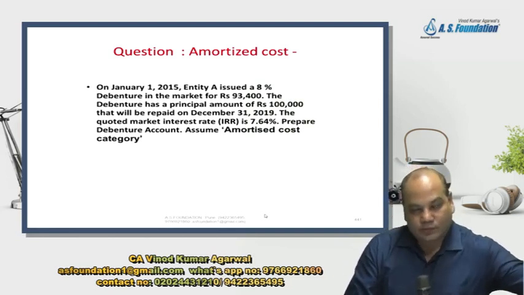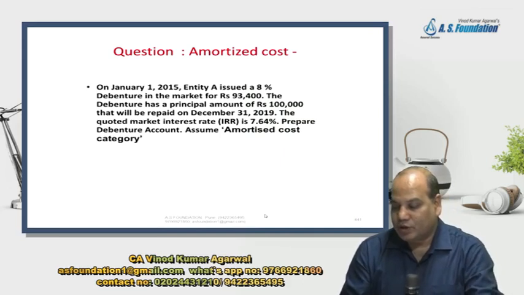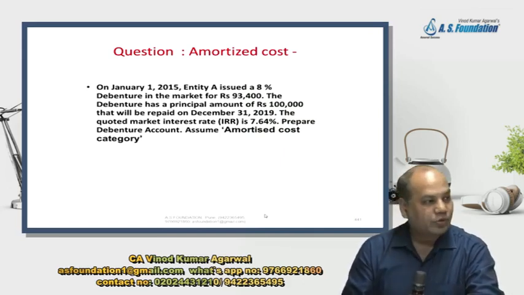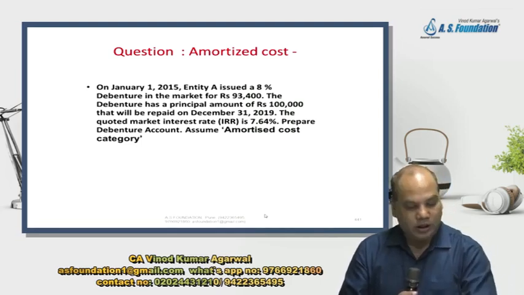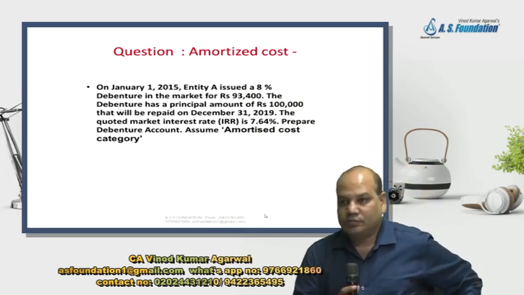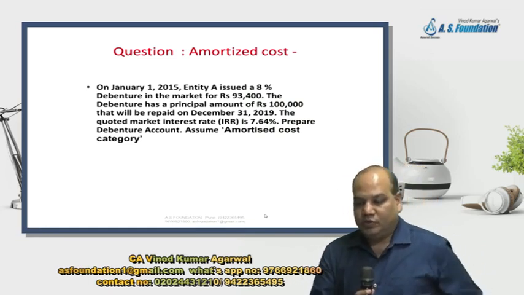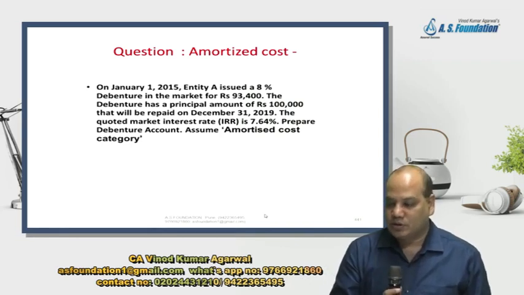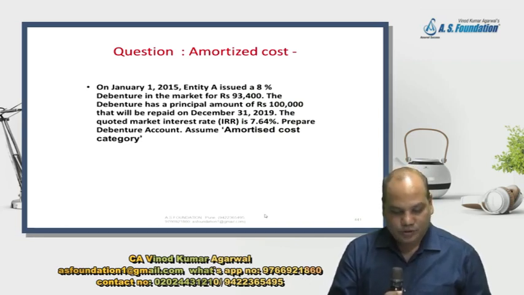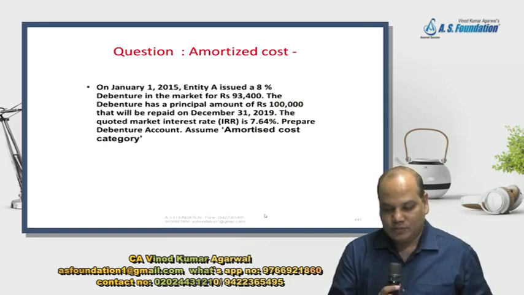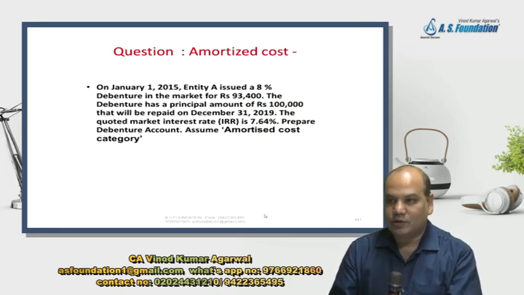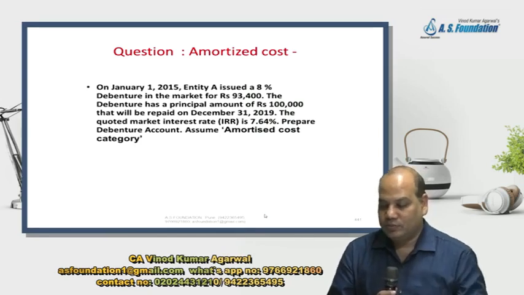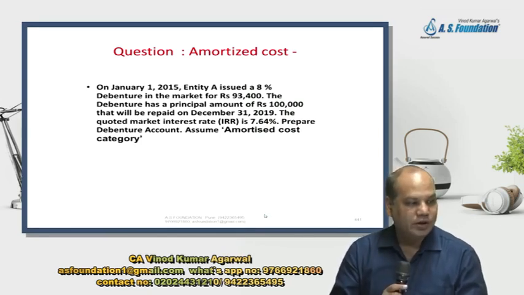On 1st January 2015, entity A issued an 8% debenture in the market for rupees 93,400. The debenture has a principal amount of rupees 1 lakh that will be repaid on 31st December 2019. The quoted market interest rate is 7.64%. Prepare the debenture account. Assume amortized cost category.